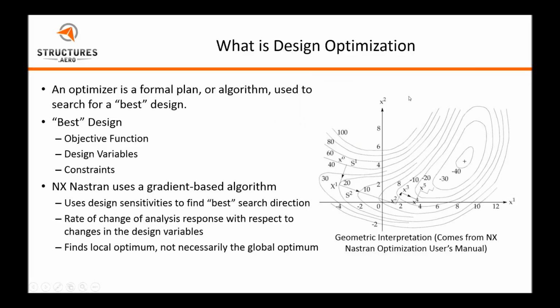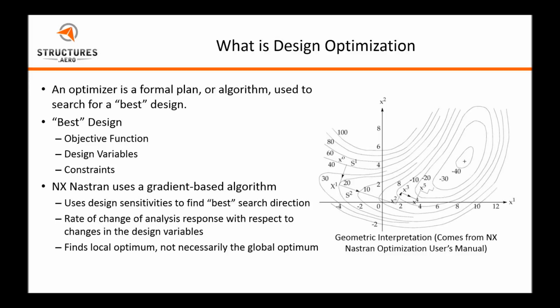Okay, so what is design optimization? Fundamentally, an optimizer is a formal plan or algorithm used to search for a best design. What constitutes a best design really depends on how the user defines the optimization problem. So typical parameters that must be defined are an objective function, design variables, and design constraints. The objective function could be to minimize mass or minimize cost. Design variables, as you'll see today, will be our plate thicknesses, but they could also be other geometric parameters that define the shape of your structure. Constraints are typically a constraint on a response of your analysis, so stress constraints, displacement constraints, frequency constraints, etc.